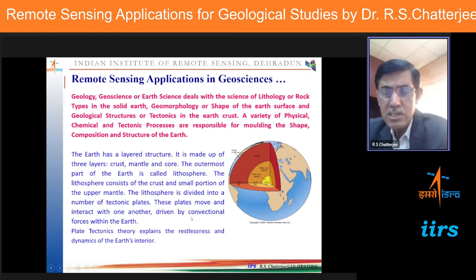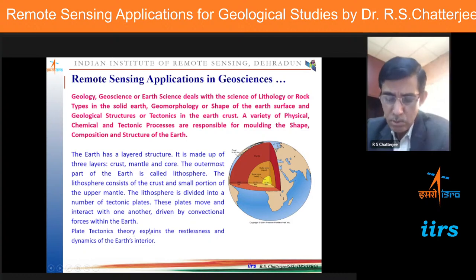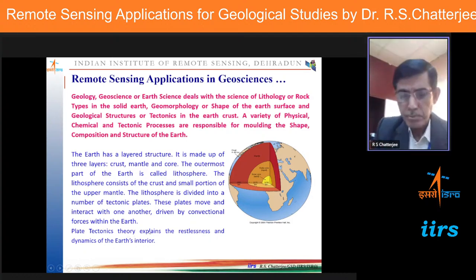And this is essentially driven by the convectional forces, and this force is coming from inside the earth. And the tectonics of the earth crust or the geodynamics, or rather the restlessness of the earth, is explained by the plate tectonics theory. There is a theory, it's known as the plate tectonics theory.